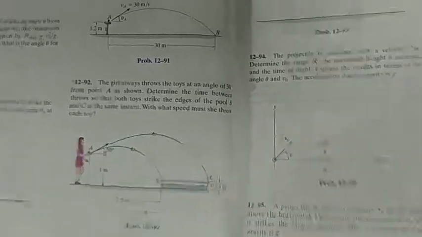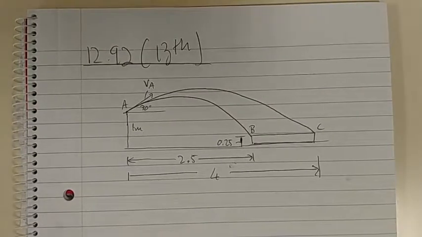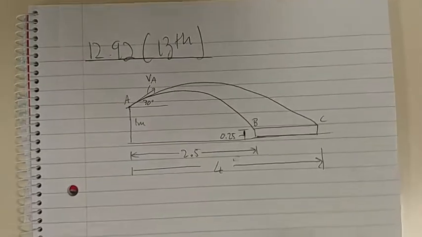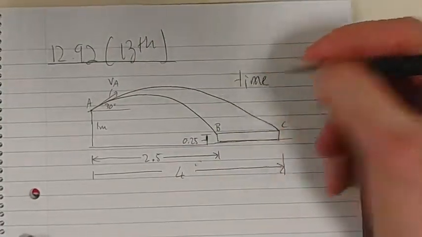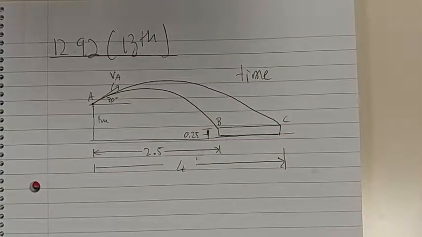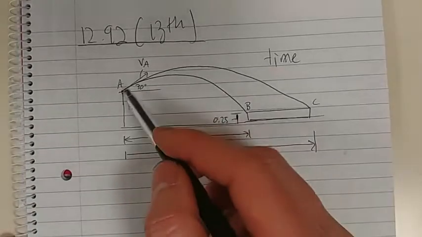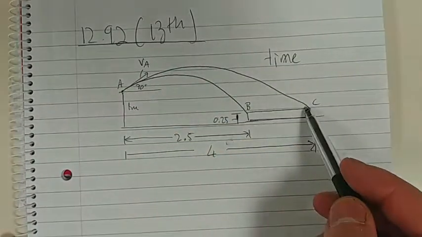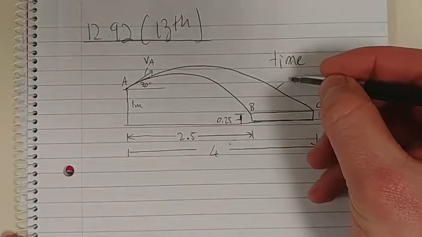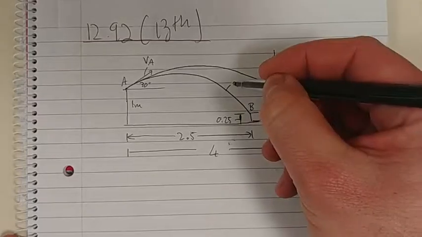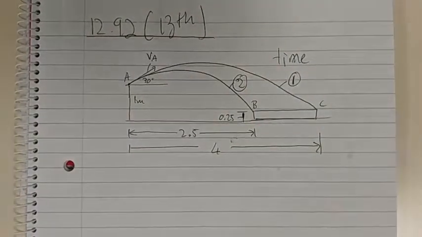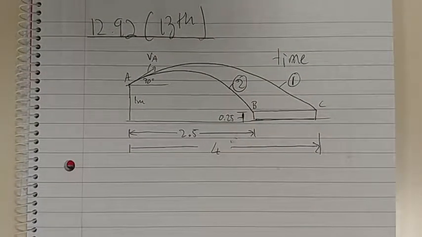Okay, so let me put this over here. And here is my drawing. Just use your imagination. So the basic thing is we need to calculate the time for each throw. So let us consider this one first. Let's call this 1, and this is case 1, and we consider case 2. So let's just analyze them separately.